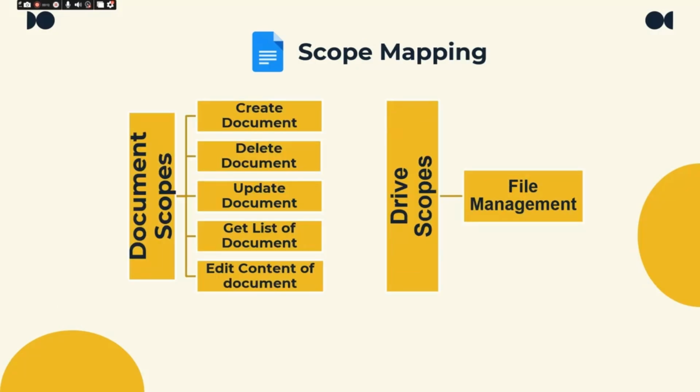Document-based scopes are used for actions such as creating documents, updating documents, deleting documents, retrieving document lists, and editing document content. Google Drive scopes are used for managing document storage, folder access, and drive-based file organization.